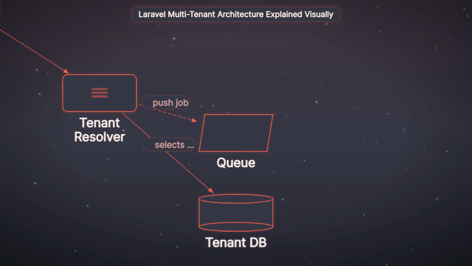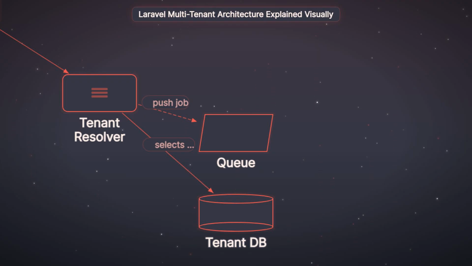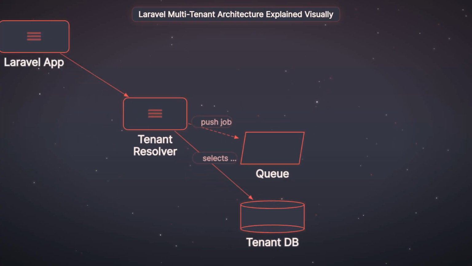For tasks that don't need immediate responses, like sending emails or generating reports, the app pushes jobs to a queue. Each job carries the tenant context as metadata, so the worker knows which database and settings to use. Laravel's queue system supports multiple drivers like Redis or SQS. With the tenant context, you can even route jobs to tenant specific queues for better isolation. The queue worker then processes the job, restoring the tenant context just like the original request. This enables async processing at scale while maintaining tenant separation. It's a powerful pattern for performance.